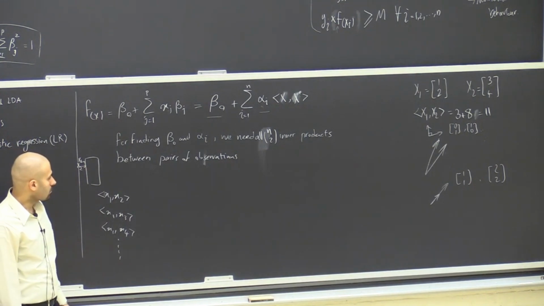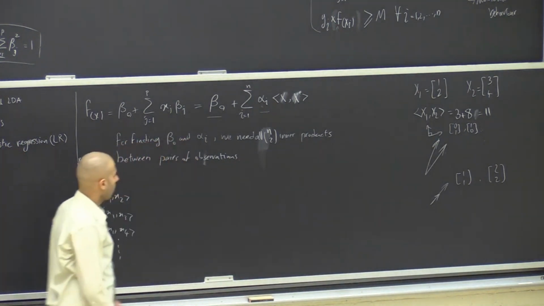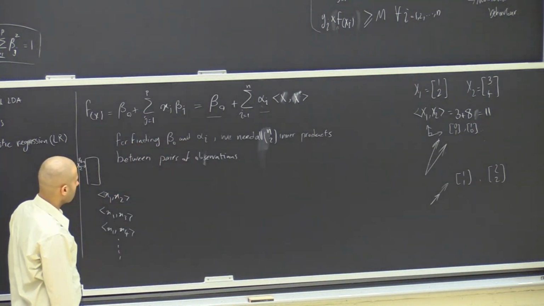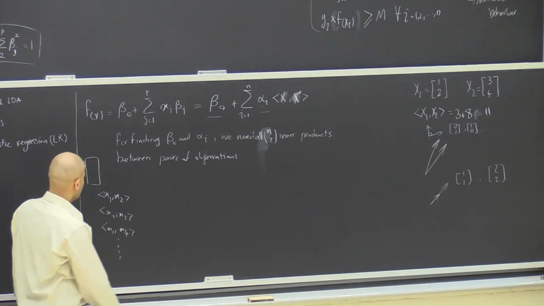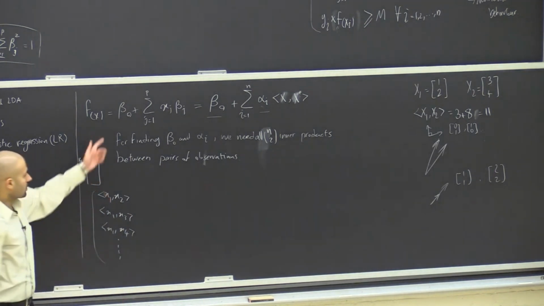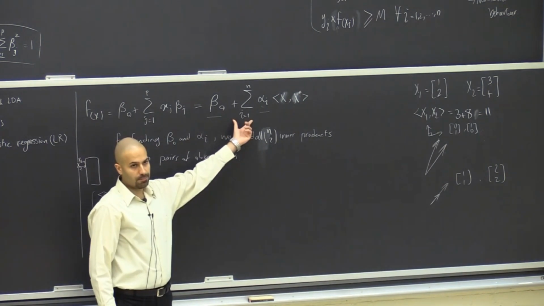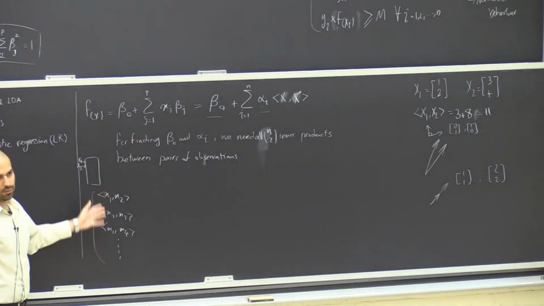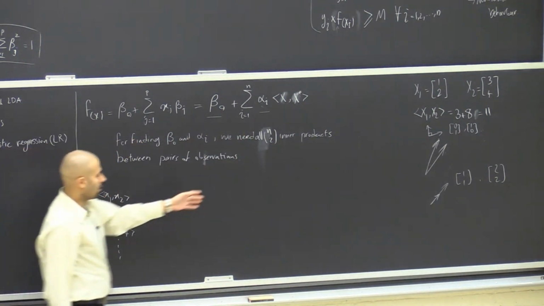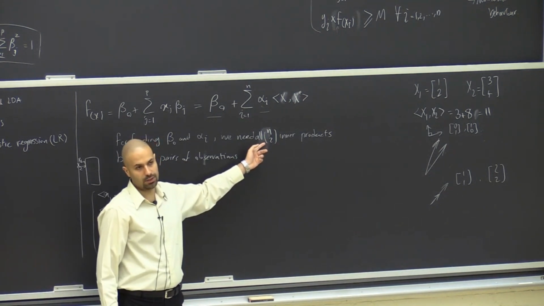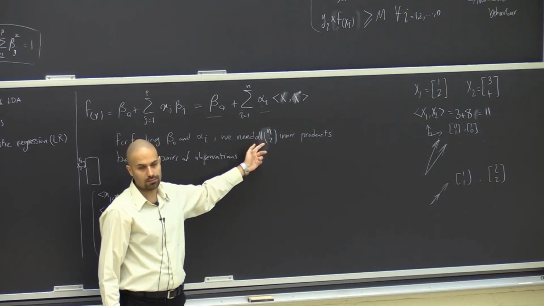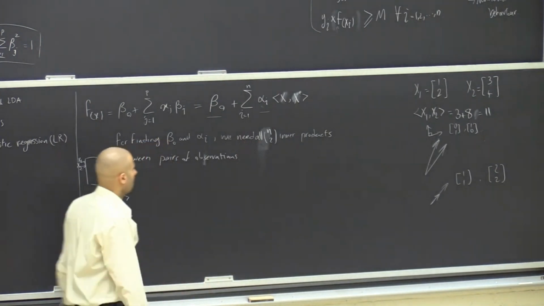So if you want to use this representation, it involves a lot of calculations, because when n is large, this thing is also large. This is like n squared, right? This grows with n squared.